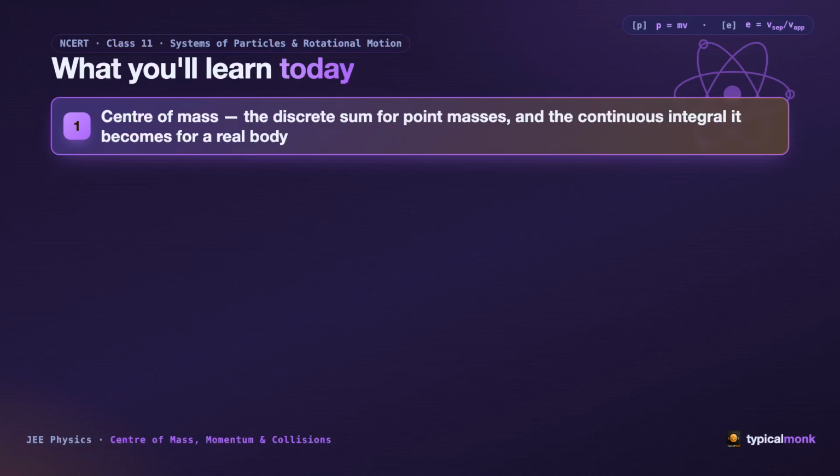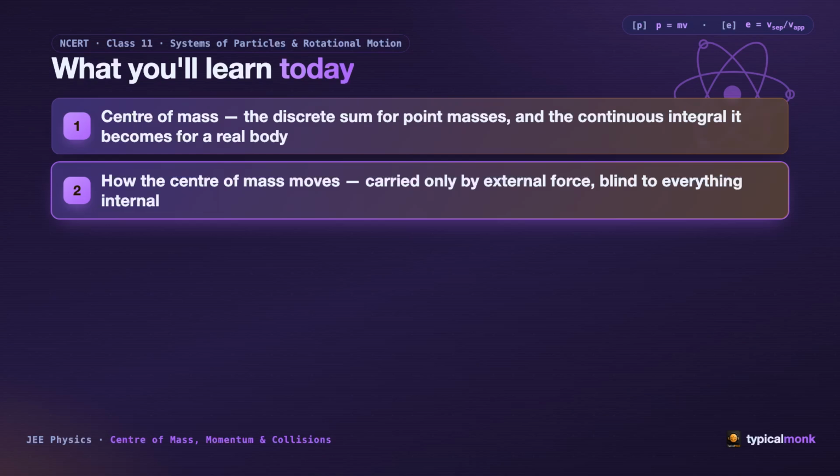So what will you carry home from today's class? First, the center of mass, the discrete sum for point masses, and the continuous integral it becomes for a real, extended body. Second, how the center of mass moves, carried along only by an external force, and completely blind to whatever happens inside the system.